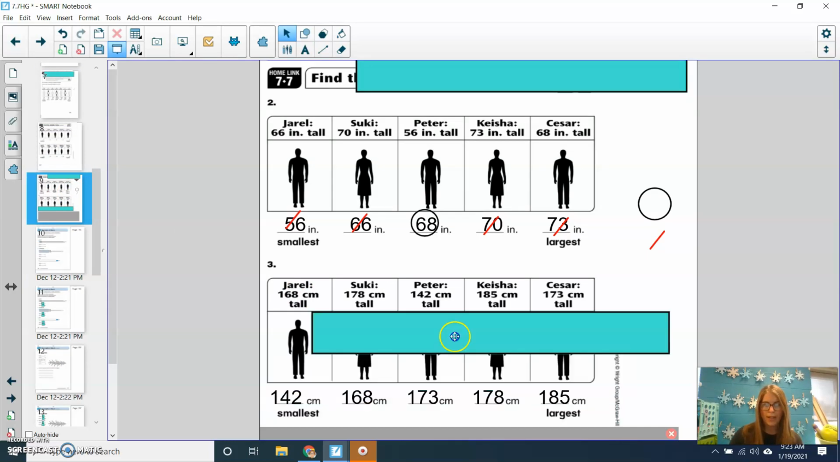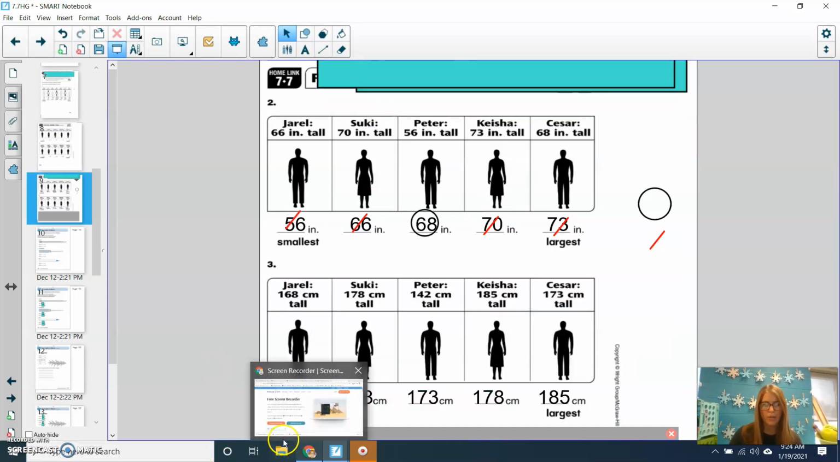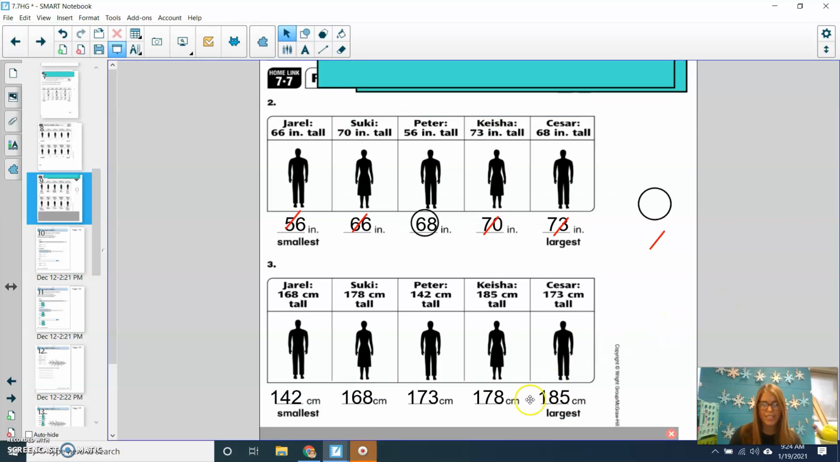All right, so when I put them in order from smallest to largest, I had 142, then 168, 173, 178, 185. Now I'm going to find that middle number, and again, you maybe can already tell which one's the middle number, but once we get quite a few numbers, it's good practice to cross off the smallest and then the largest, and to keep going until there's one number left, which we should have 173 for our middle number, also known as the median. We'll work more on median in future lessons.